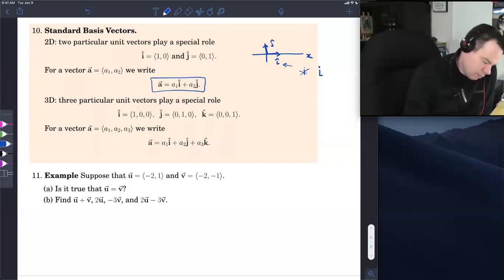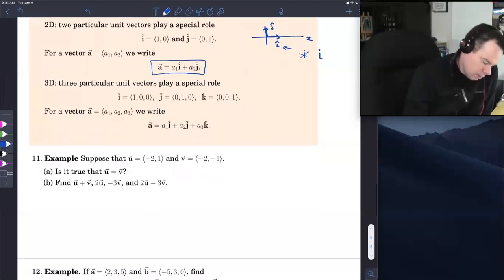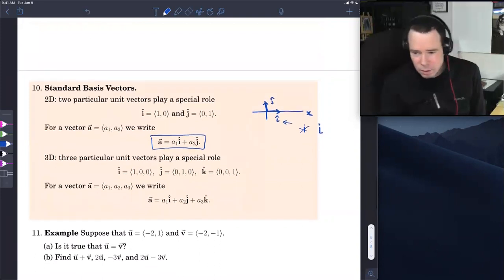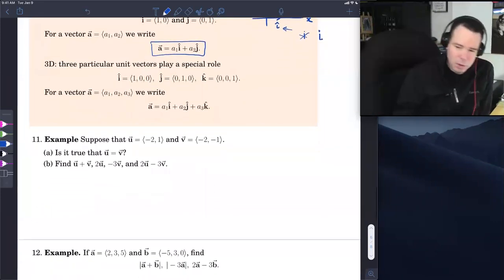Okay, so let's have a look at some examples. We're in 2 dimensions. Suppose that u is (-2, 1) and v is (-2, -1). Is it true that u is equal to v? Are these vectors equivalent to each other? Are they the same vector? What do we think?